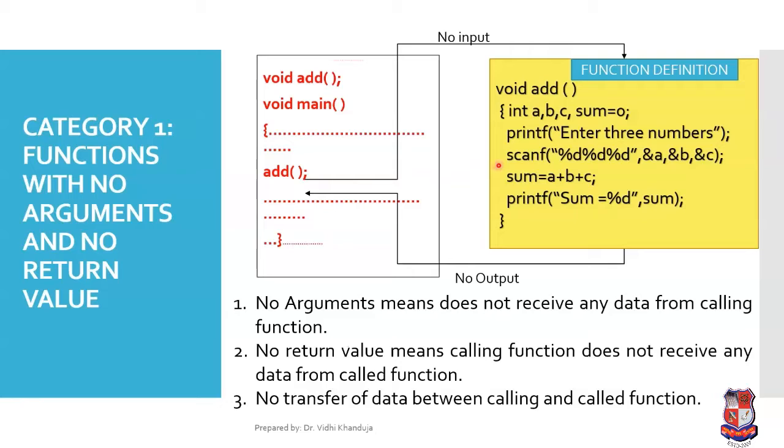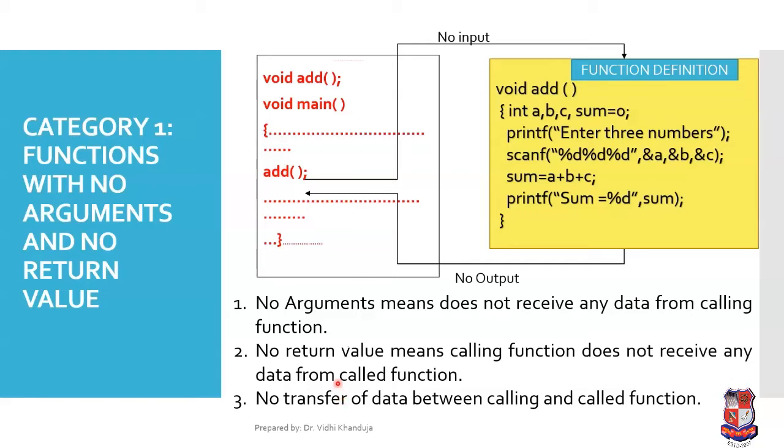right? So this function definition says we are declaring 3 variables a, b, c and sum as 0, right? Then we are taking the values of these 3 numbers, calculating the sum and then displaying the result. So all these things are done within a function add, right? In the main, we have included the function call with no arguments, no actual arguments, right? And before main, we have added void add semicolon. This is your function prototype, right?